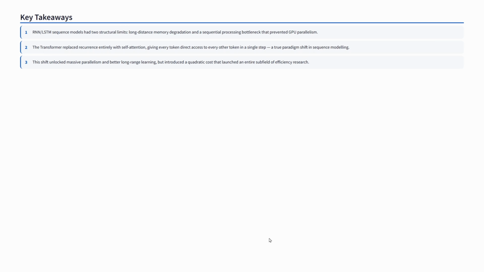Takeaway 3 is sort of important. This shift unlocked massive parallelism and better long range learning, but introduced quadratic cost that launched an entire subfield of efficiency research. Power and cost are bound together. You can't understand one without the other.